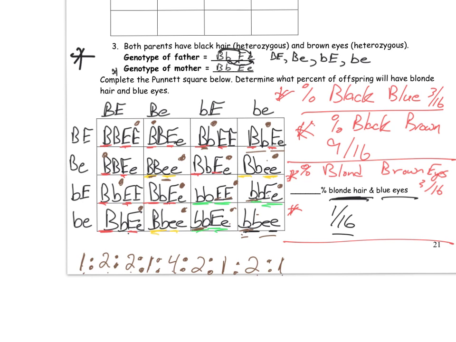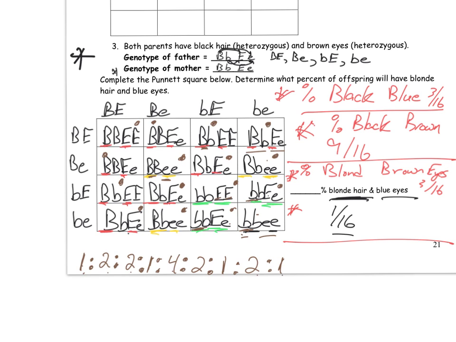And if somebody asks me for percentages of the ratio of genotypes, I say, what is the percentage homozygous dominant for hair and eye color both? Well, then I would just say 1 out of 16. 1 divided by 16 times 100, that's my percentage of this, right? So I can do that with all the genotypes.